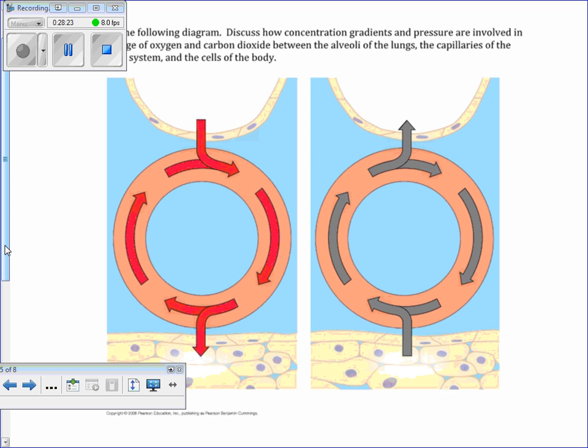Once it's entered the capillaries, it's now in the transport system, the circulatory system, where it will be transported to the second site of exchange, where it moves from the capillaries into the cells that need it. Could be muscle cells, could be all types of cells. So these diagrams represent the movement of materials in and out of the two exchange sites. It says the following diagram discuss how concentration gradients of pressure are involved in the exchange of oxygen and carbon dioxide between the alveoli and lungs, the capillaries of the system, and the cells of the body. So this one is dealing with the pickup of oxygen at the lungs and the drop-off of carbon dioxide.